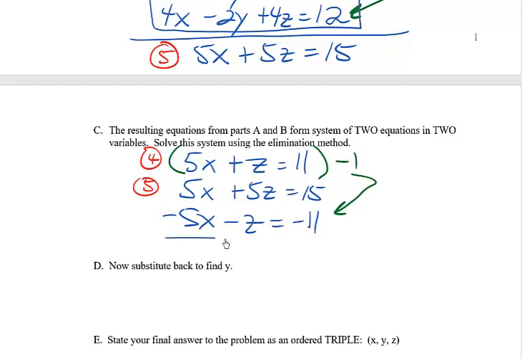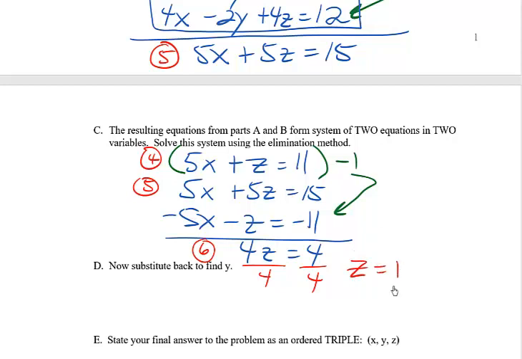And then I'm ready to add together these two equations. 5x minus 5x, gone. 5z minus z, 4z, and 15 minus 11 is 4. That essentially then makes the sixth and final equation. And this finally is the best one because there's only one letter in it, which means I can solve now for z. Simple algebra, and in one last step there, I get z equals 1.